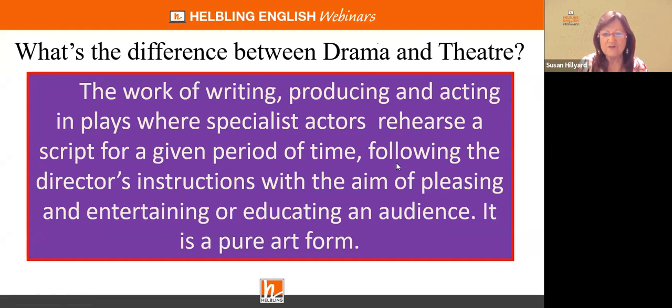Theatre is the work of writing, producing, and acting in plays. So you have to have a play, you have to have a script. For drama, you don't have any script. Scripts aren't used. In my drama, scripts aren't used. My drama is spontaneous or planned improvisation. So we don't have any scripts. Specialist actors on the stage rehearse a script for a given period of time. We don't really do any rehearsing in drama. We do it in the classroom and we don't use a lot of time.